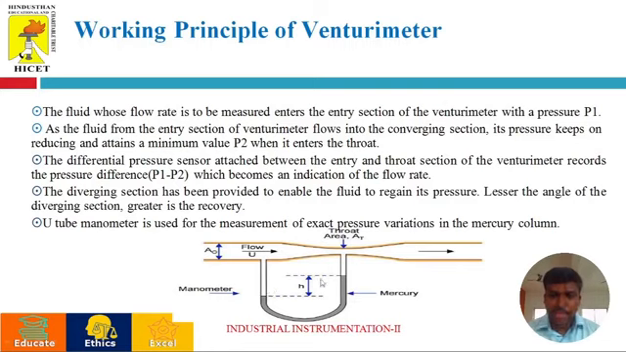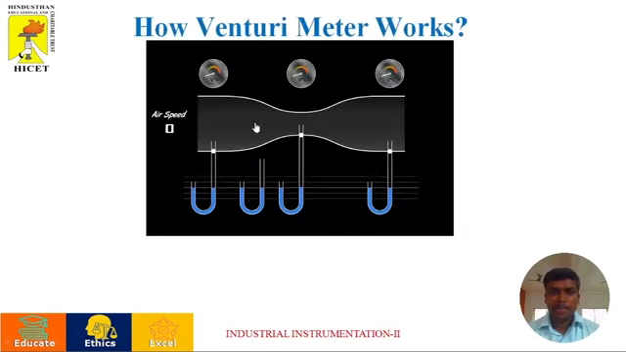This is the height. The height represents the difference between the convergent and throat sections of the pipe, which is used to determine the flow rate with the help of Bernoulli's equation. And this is how the Venturi meter works. And here the air speed is nothing but the fluid speed.